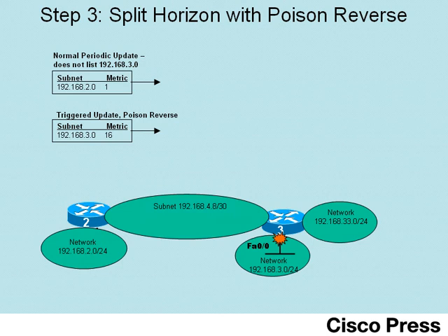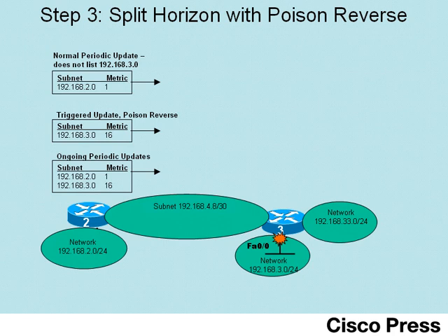192.168.3.0 with metric 16. Ongoing after that, whenever R2 sends its periodic updates, it now includes 192.168.3.0 with metric 16 in those routing updates. In effect, R2 is suspending split horizon rules for a period of time for that one network that has failed. So the term split horizon with poison reverse is a short version of saying, we'll use split horizon, but we'll suspend those rules to send poison reverse routes as need be.